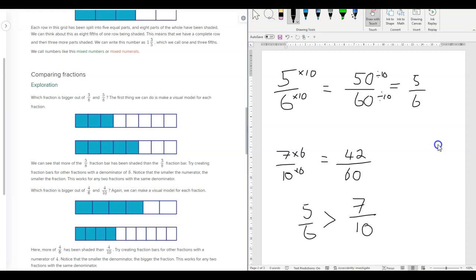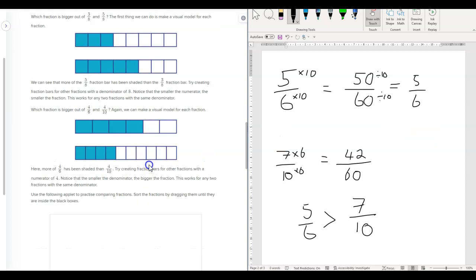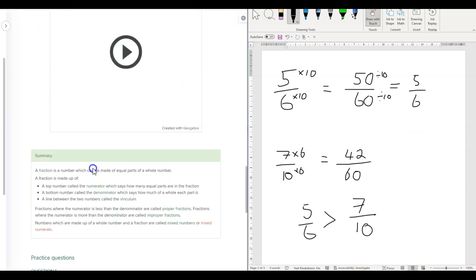Okay, so essentially when we're doing things with fractions at the moment, we have to do the same thing to numerators and denominators all the time. So that's pretty much what we need to look at for the moment. Okay, there's a little summary down here as always. But that's pretty much what we need to see.